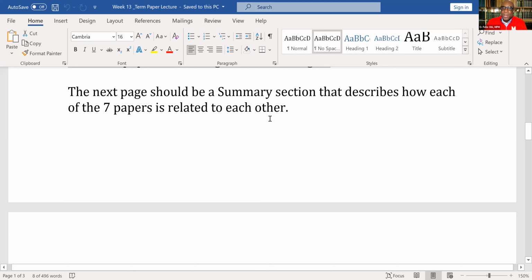I was part of a conversation before the formal class started. I was saying to a student that if you really wanted to flex, you could pick seven different topics and then try to weave a common narrative between the seven papers. But that would be flexing for the sake of flex, showing up for the sake of showing up. Because the second page has to draw a commonality, a common theme across the seven articles that you pick. So the next page should be a summary section that describes how each of the seven papers is related to each other.